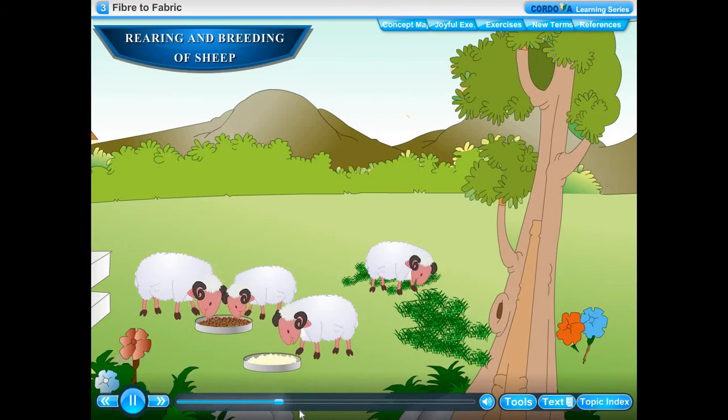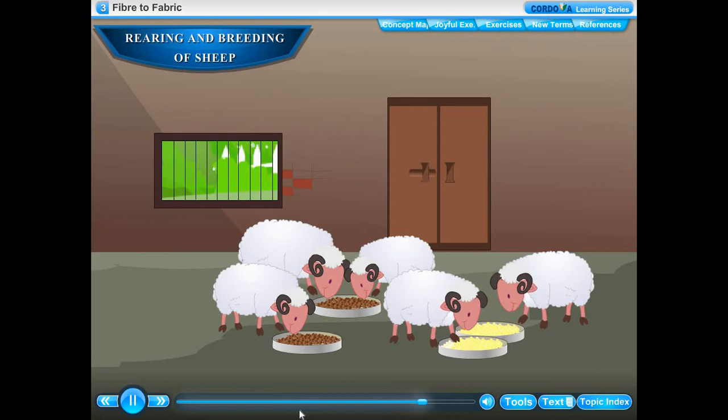Sheep are herbivores and prefer to eat grass and leaves. Apart from grazing grass, the sheep are also fed a mixture of pulses, corn, jowar, oil cakes and minerals. In winter, sheep are kept indoors and fed on leaves, grain and dry fodder.